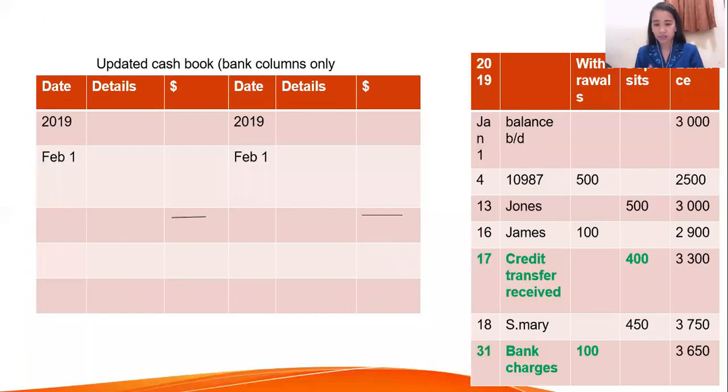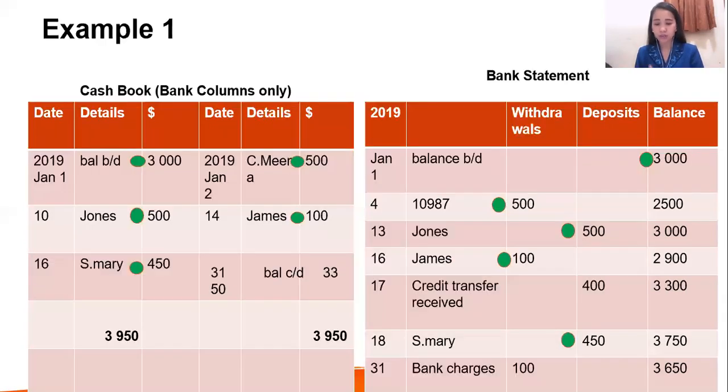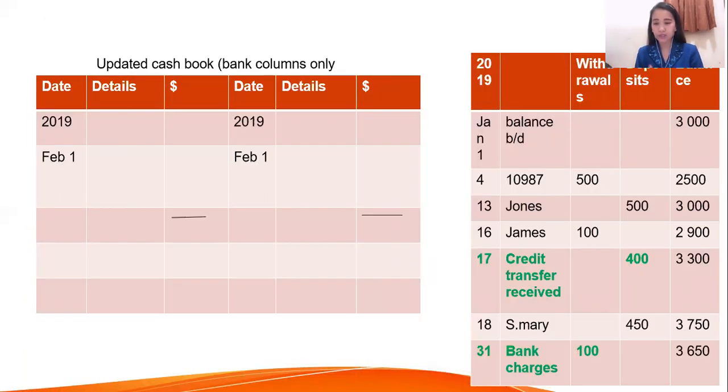Okay, if we want to take a look, this is our bank statement. This is the balance, 3,650, but before in here, 3,950. It's different, right? So how do we update our cash book? To update our cash book, the bulk BD we must put on the debit side.